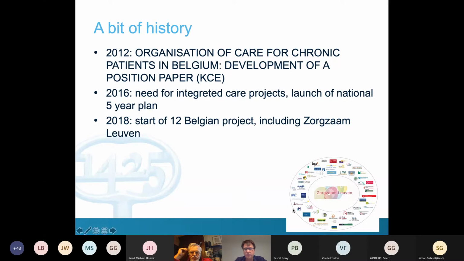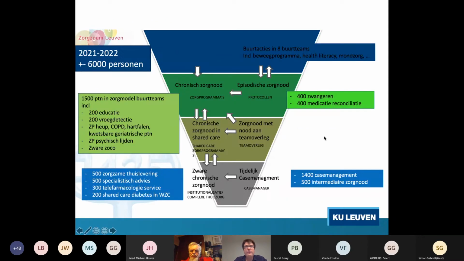It's the Zorgzaam Leuven project, which brings together a lot of local organizations trying to make steps towards more integrated care in the region of Leuven. Of course, with the idea that if it works in this pilot, it could be transferred to other regions. And just to show you what such a project is doing, well, that's quite complex. That's not just one action.